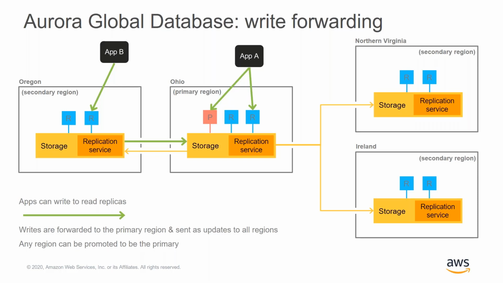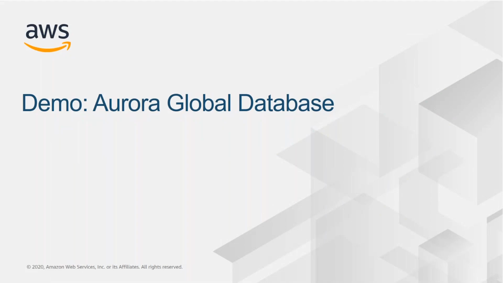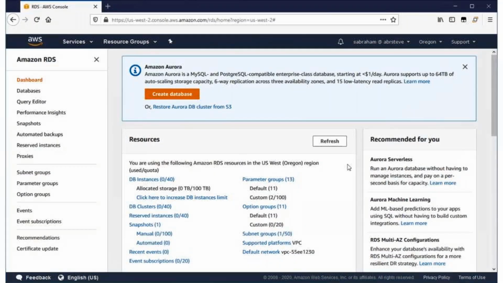Once all of these writes happen and they're replicated out, obviously, like Kevin was mentioning earlier, you can promote any one of these readers into your primary if you needed to fail over for some reason or otherwise. So since we've laid out how write forwarding works, let's go ahead and move forward into a demo, and we'll see more of a hands-on approach to global database.